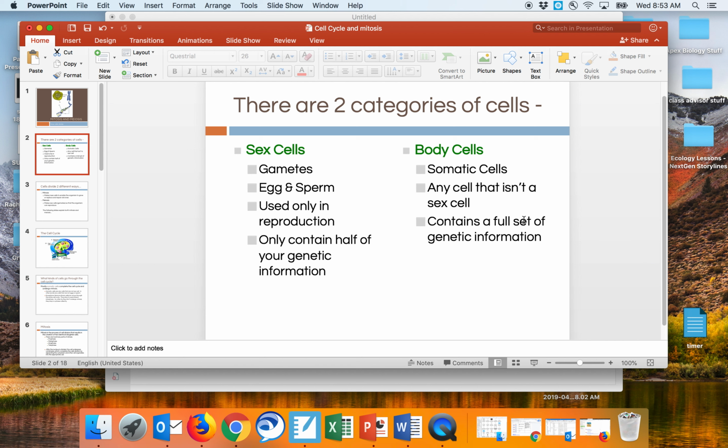So, for example, in a human, there are 46 chromosomes in a normal human cell. So, in a body cell, if it has a full set, then it has all 46 chromosomes. In a sex cell, because it only has half of your genetic information, it would have, instead of 46, 23 chromosomes.